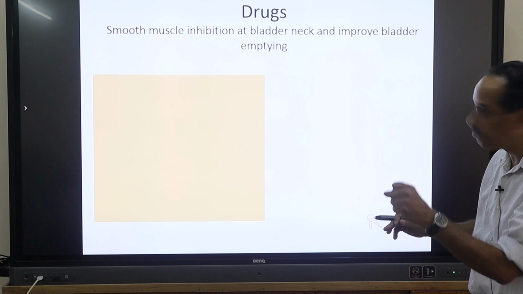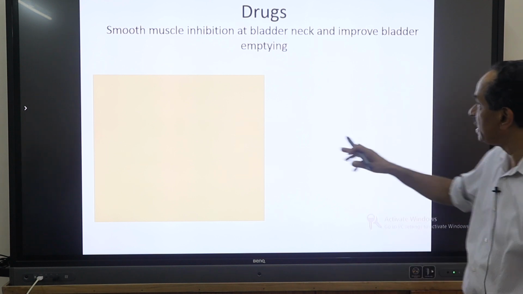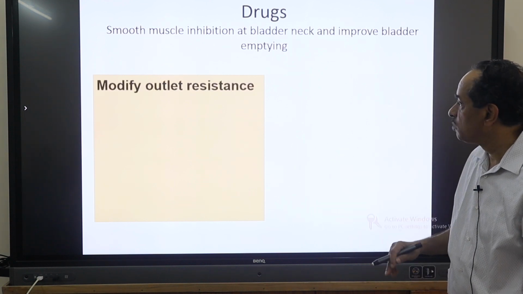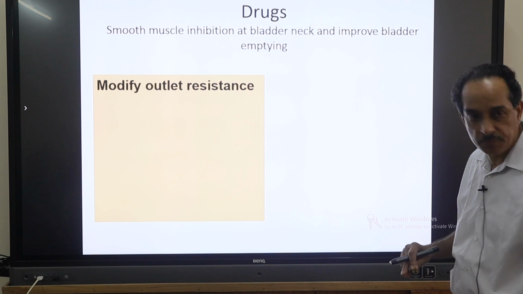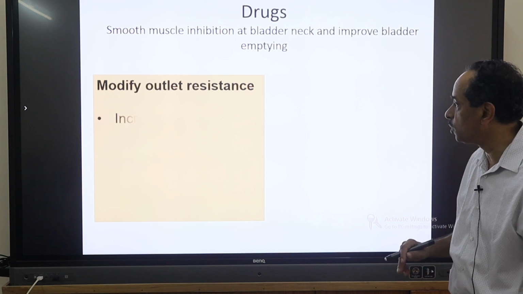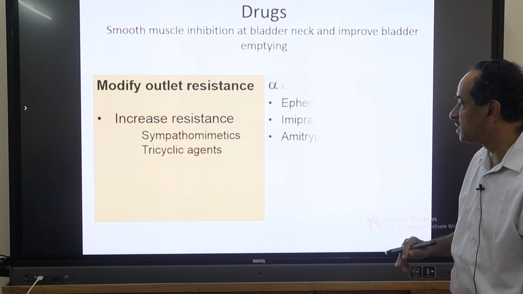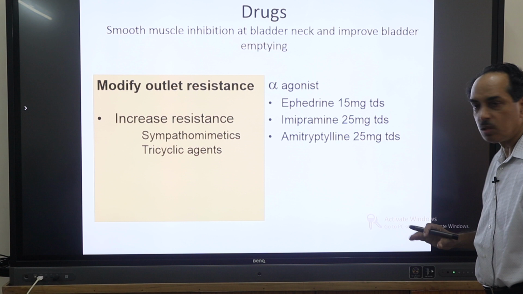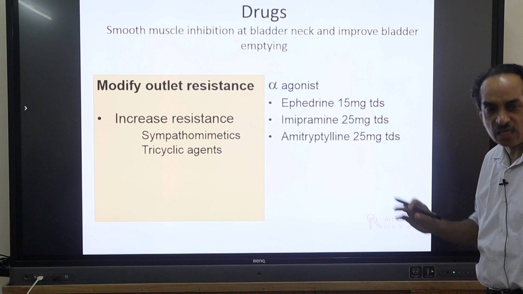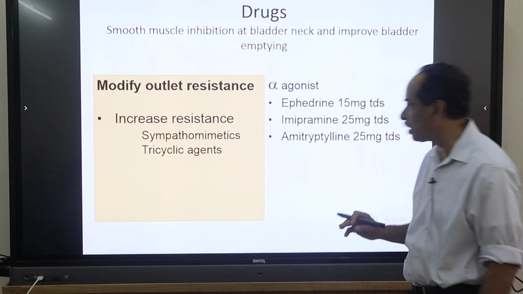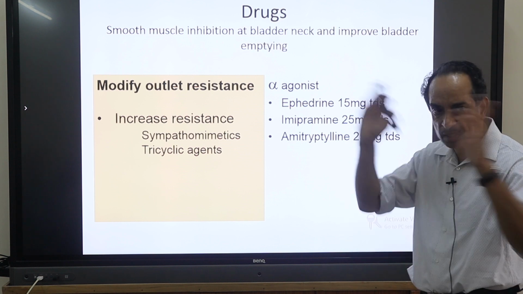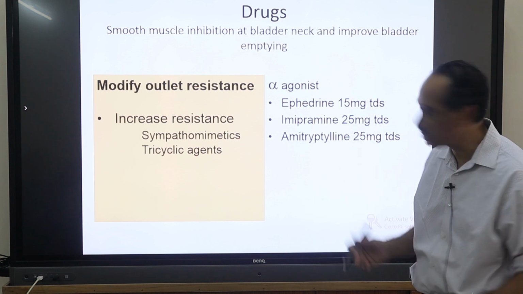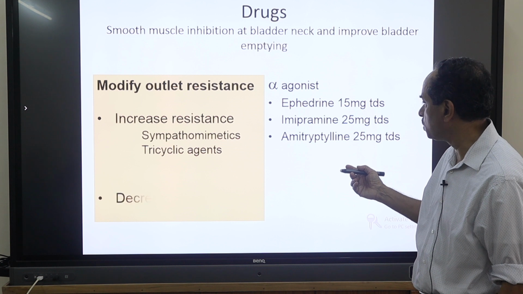Then now the bladder neck, to improve the emptying, modify the bladder outlet resistance. How do you do that? You can use sympathomimetics. These medicines are good, but again not very effective. Partially helpful, because adverse effects are also there, since the receptors are everywhere, not just on the bladder neck. So there will be some adverse effects of that also.